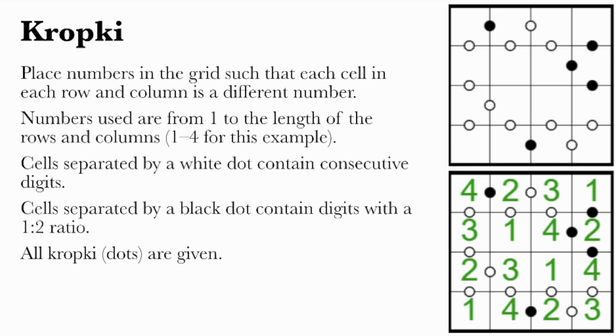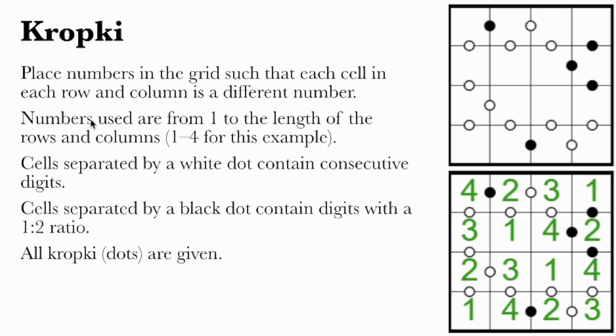Kropki is a number placement puzzle. We'll be placing numbers into a grid, and in particular it is a type of Latin square puzzle, similar to a Sudoku, where the numbers in rows and columns may not repeat. The rules are: place numbers in the grid such that each cell in each row and column is a different number. As you can see in the example here, we have the numbers 1 through 4, and all of those numbers are represented in each row, and all of them are represented in each column.